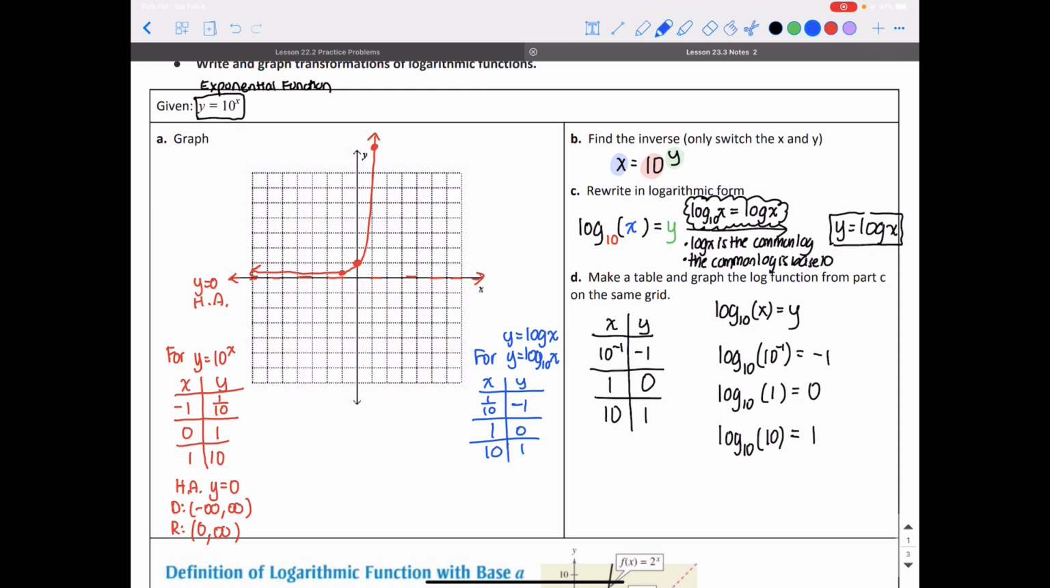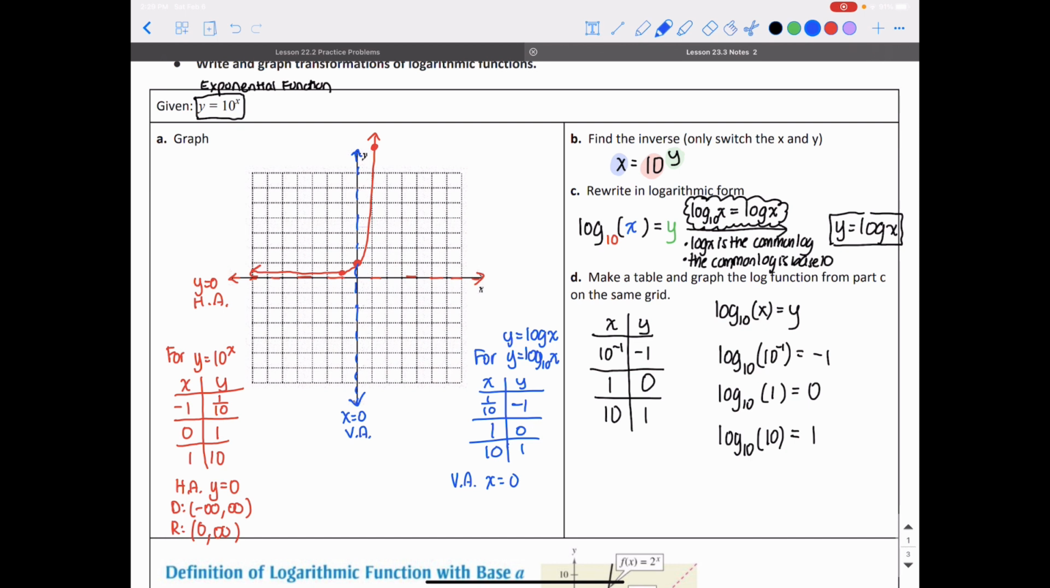Before I plot these points, I want to talk about what my asymptote is going to be. Because I know this is the inverse of the original function, I know I'm going to have a vertical asymptote instead, since everything about my x's and y's flips. Instead of a horizontal asymptote, I'm going to have a vertical asymptote. Instead of being at y is equal to 0, it's going to be at x is equal to 0. I'm going to draw that dashed asymptote and label it my vertical asymptote.